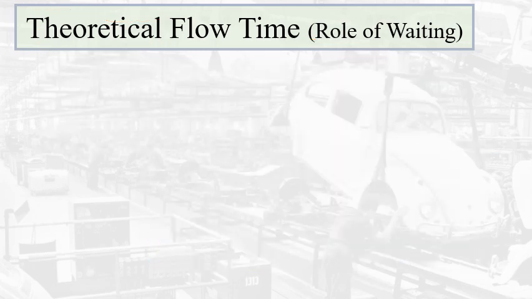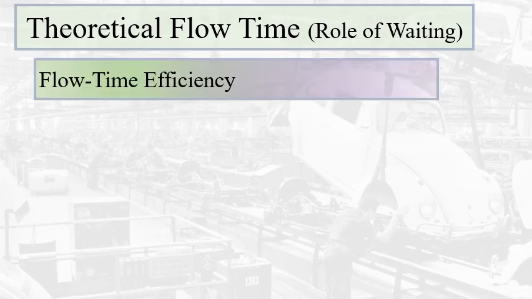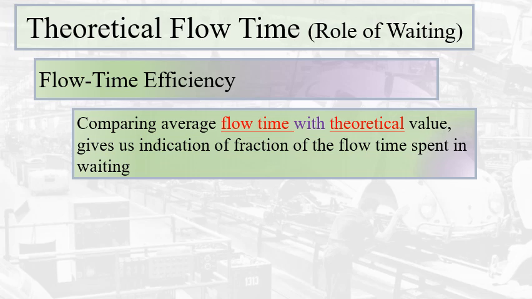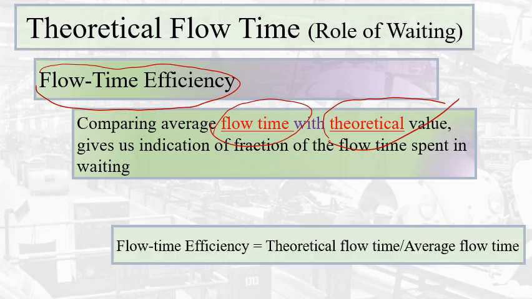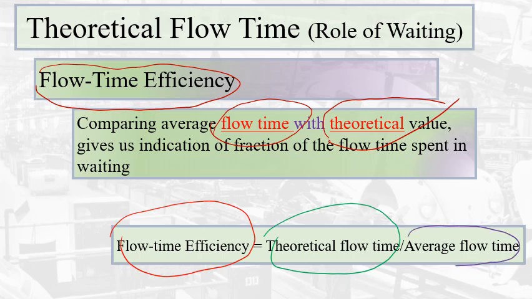Sometimes we're interested in knowing what proportion of the flow time is actually due to waiting. That brings us to the concept of flow time efficiency, which basically compares the flow time which includes waiting to the theoretical flow time which does not include waiting. So flow time efficiency is basically this equation right here, where it relates the theoretical flow time to the average flow time. So this is a good equation to remember.